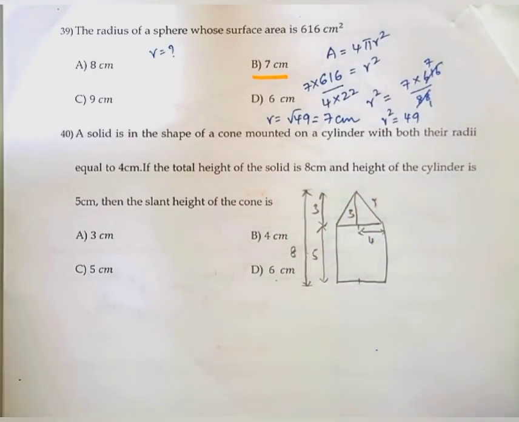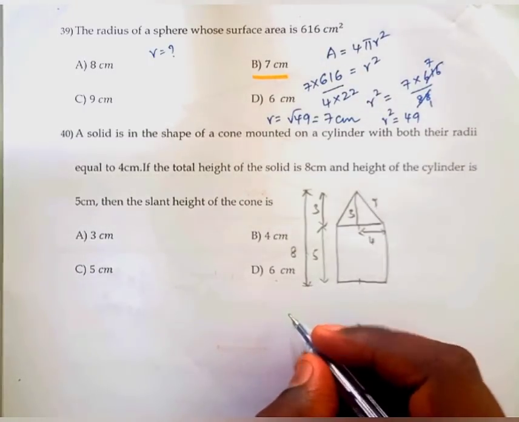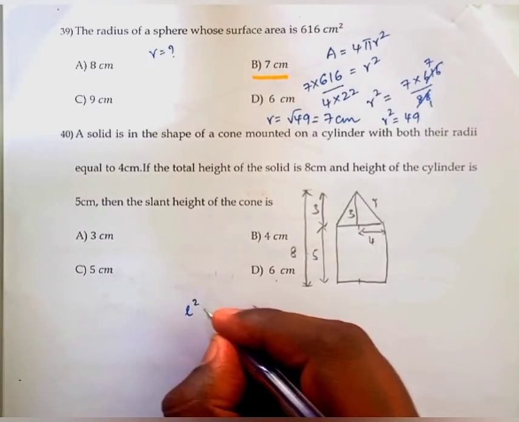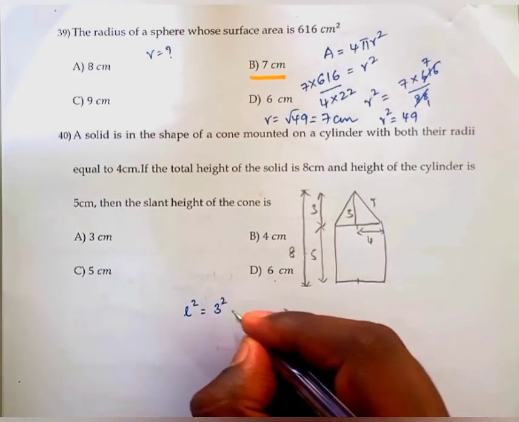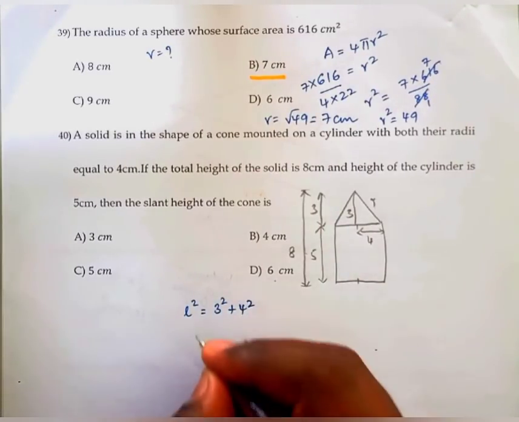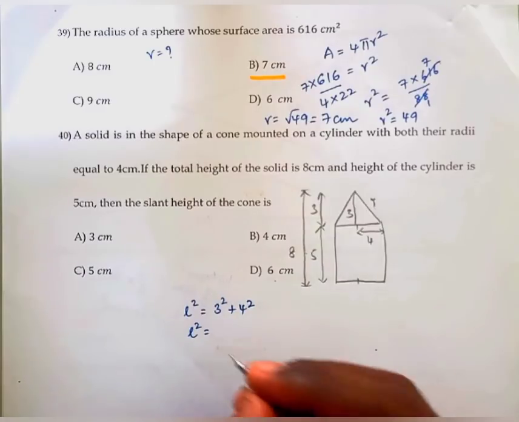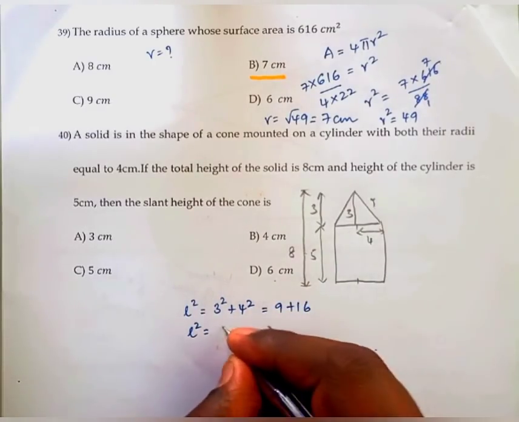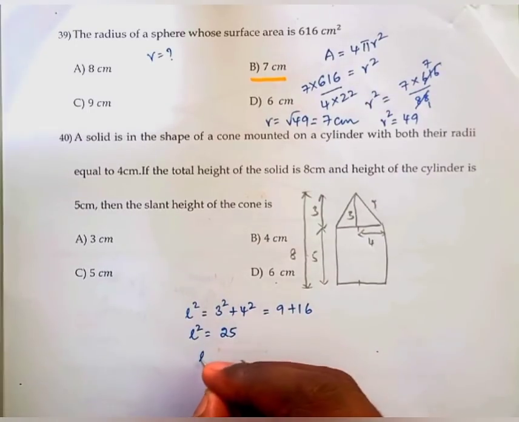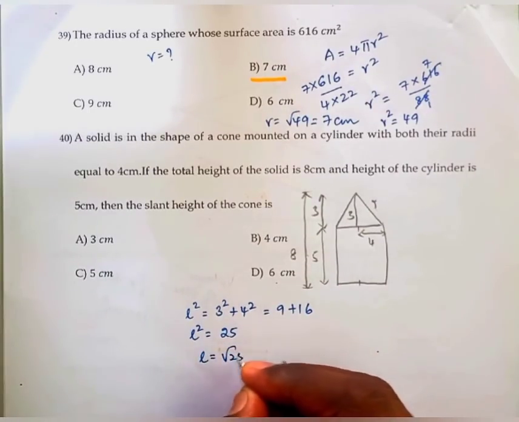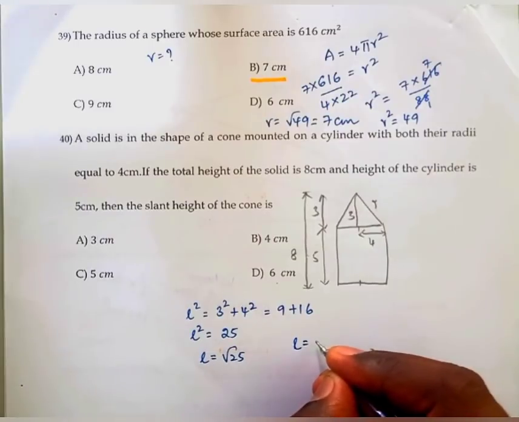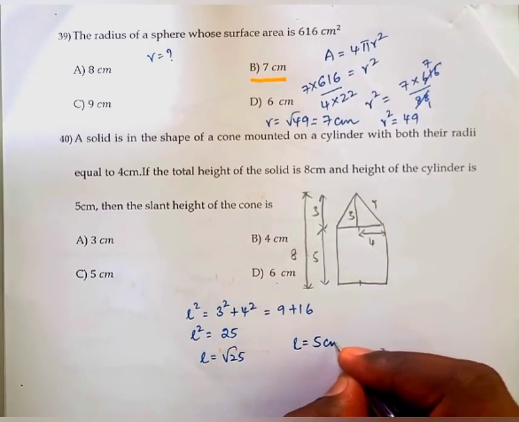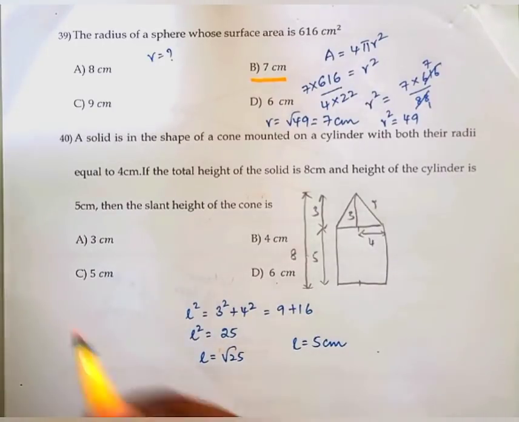Now what is the length of the biggest side of the right angle triangle? That is L square equals 3 square plus 4 square. The relation between slant height, radius and height of the cone is L square equals R square plus H square. L equals square root of 25. L equals 5 centimeter. The slant height of the cone is 5 centimeter. Therefore, correct answer is option C, 5 centimeter.